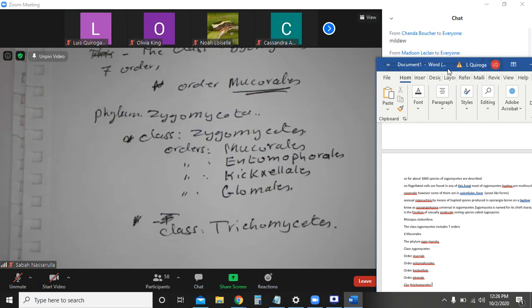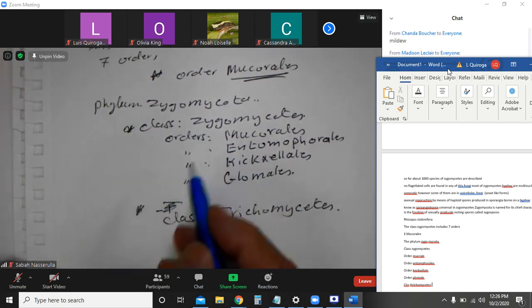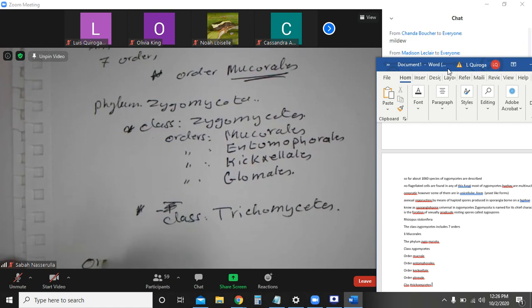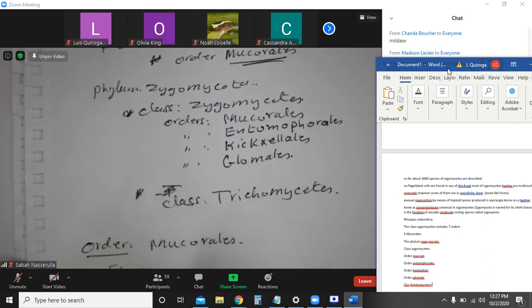Now I'm going to start with the first group as an example. We're going to start with the important order, the order Mucorales. As I said, the main example we're going to use from this order is Rhizopus stolonifer.